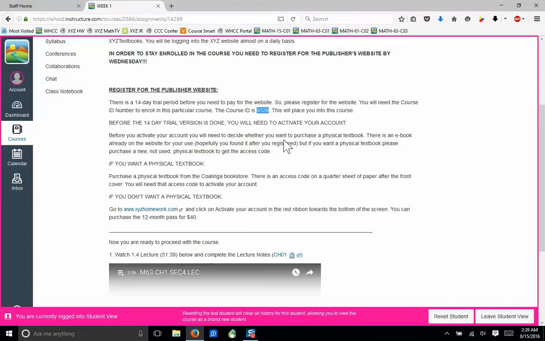9328 is what you need to put in for the course ID number. It's going to have a little button that says enroll in a course. You're going to click it, and then it'll just ask you for the course ID number. So 9328 is what you need to go.